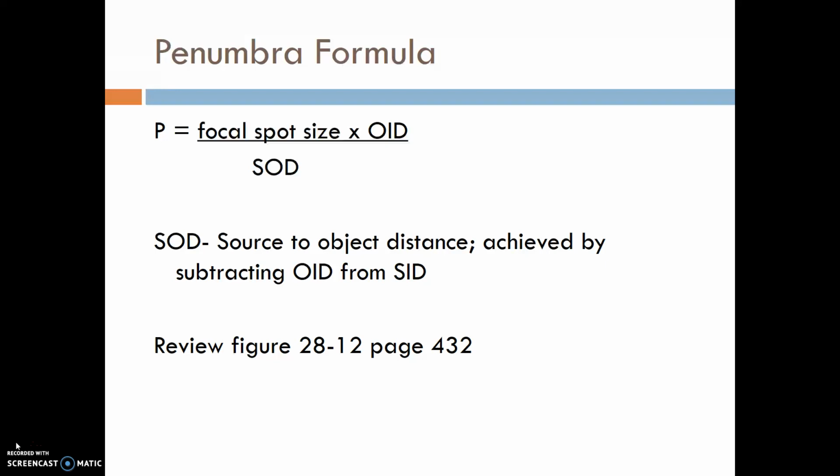We can calculate the amount of penumbra by using the Penumbra Formula, which is penumbra equals focal spot size times OID divided by SOD. SOD is the source to object distance, which is achieved by subtracting the OID from the SID.